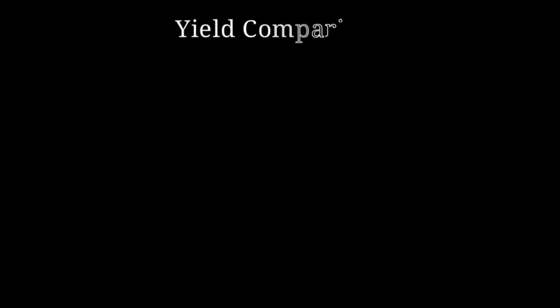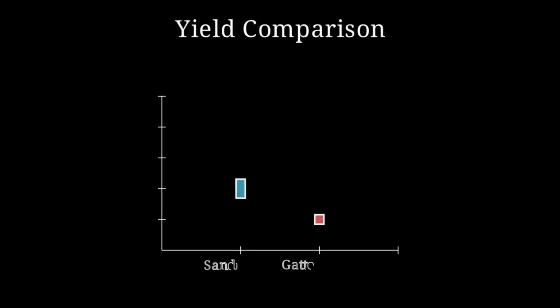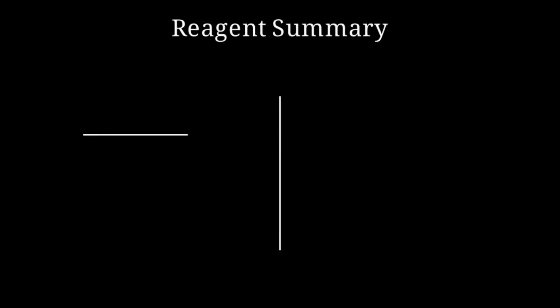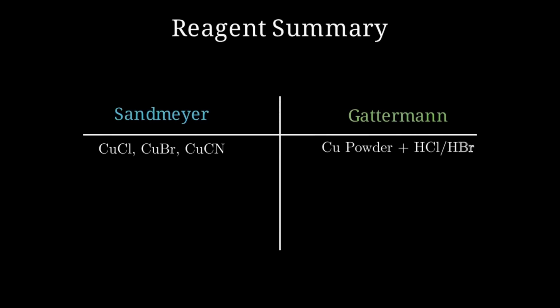When comparing the two, the Sandmeyer reaction consistently provides higher yields. The use of preformed copper salts ensures a more controlled and complete reaction compared to the surface-level reaction of copper powder used in Gattermann's method. The primary difference lies in the catalyst. Sandmeyer requires specific copper salts for each desired product, whereas Gattermann uses universal copper powder, with the specific halogen determined by the acid used, like HCl or HBr.